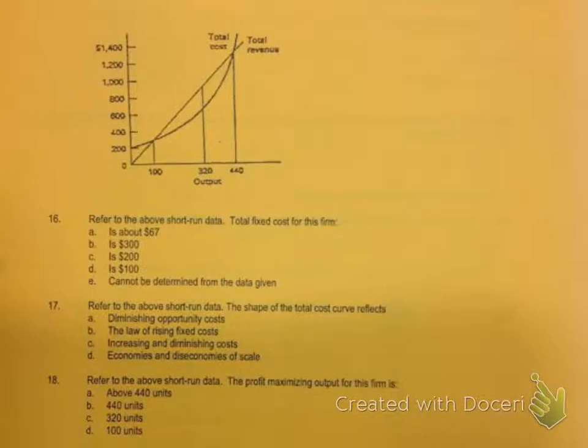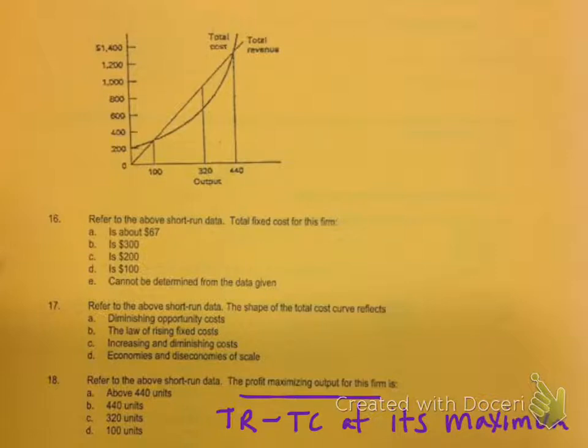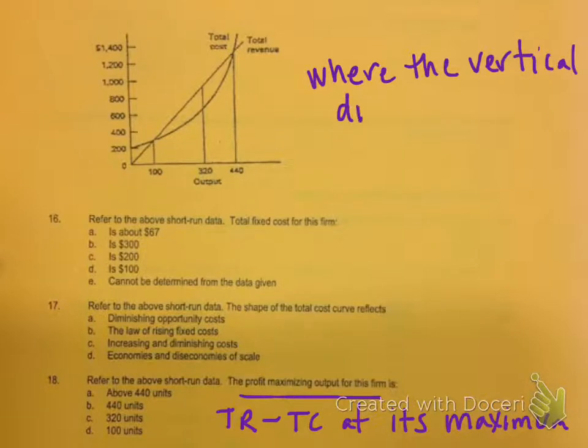So as you can see, this graph is a little bit funky because it's got a straight line and kind of like a curved line, and they cross each other in 2 points. So really, when you're doing this, you have to understand what's happening on this one. So if we look at number 18, the profit maximizing output for this firm is actually going to be where your total revenue minus total cost is at its greatest. So at its maximum. So you're looking for the biggest vertical distance between the total revenue and total cost curves. So that's where that vertical distance is the greatest.